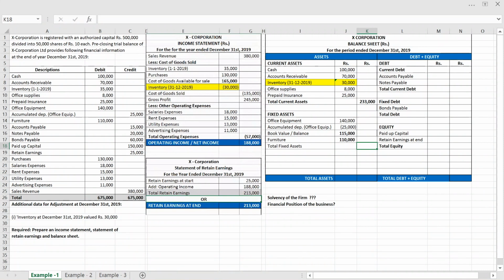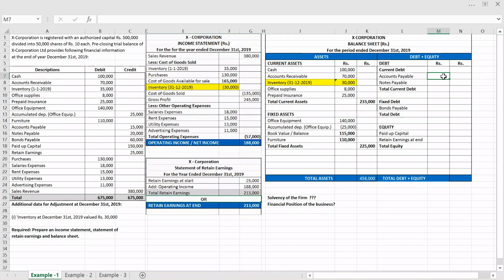Now there are two values of fixed assets: the balance value of office equipment plus the balance value of furniture. If we add both of them, then we get the result of total fixed assets. By adding current assets and fixed assets, we get the total result of the left hand side of the accounting equation, that is the asset side, that is 4,58,000. We have just added the current assets and the fixed assets. Now let's move to the right hand side of the accounting equation, that is debt and equity.